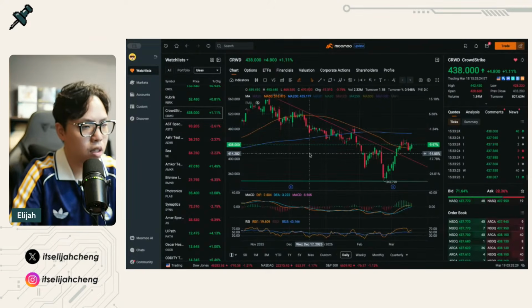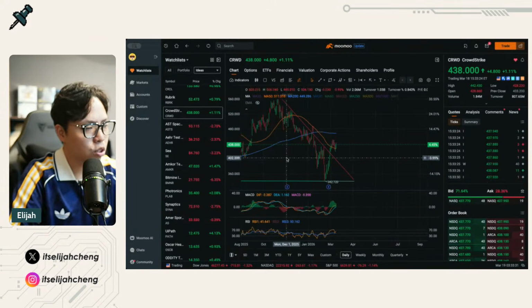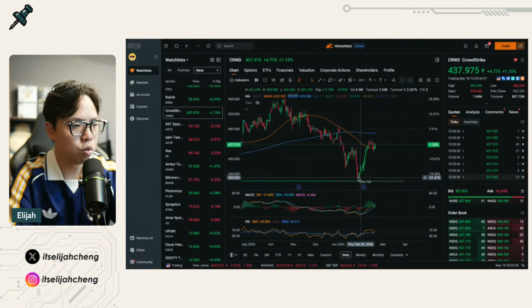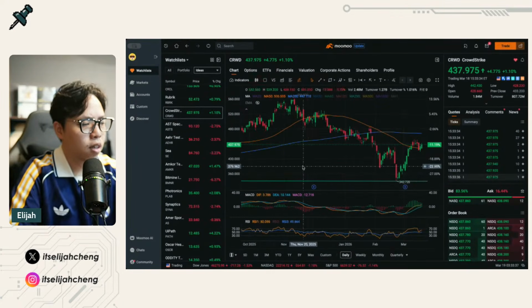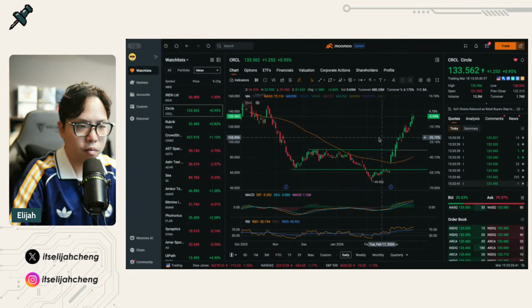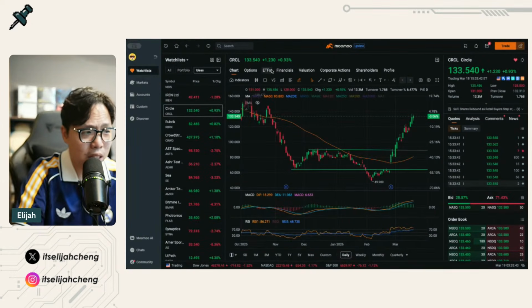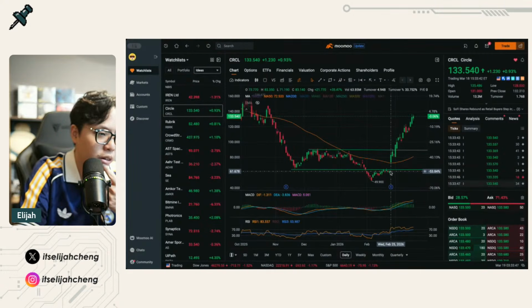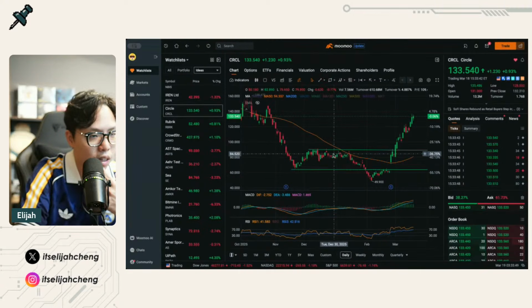Let's look at what the rest of the markets are doing. There are so many good companies out there that I want to buy, but I do not have the cash on hand right now. CrowdStrike, Rubrik. Circle is like a monster. Nothing can really take this company down. I really regret not buying it in the 60s. Really.